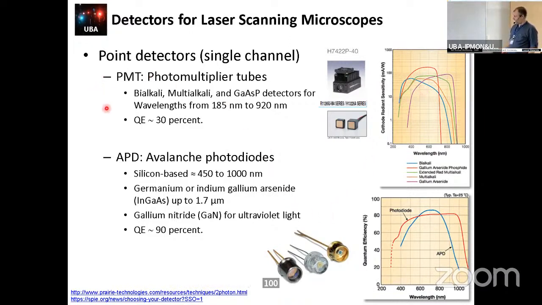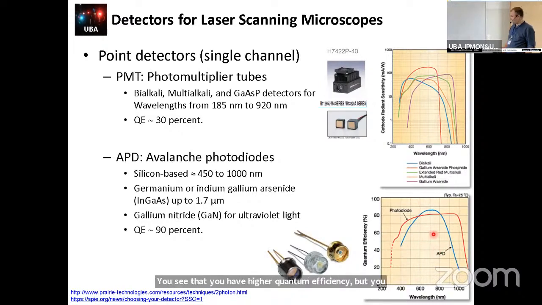The other are the avalanche photodiodes. These are silicon-based detectors. They are way more sensitive than PMTs. This is a comparison between APDs and PMTs. You see that you have higher quantum efficiency, but you see that they are also narrower in the detection range they have.